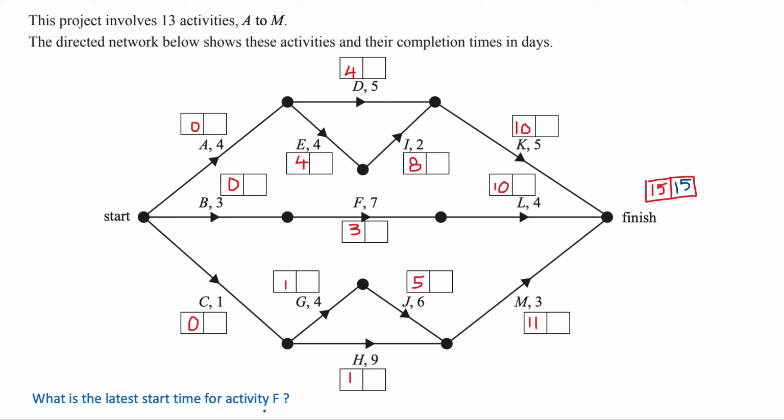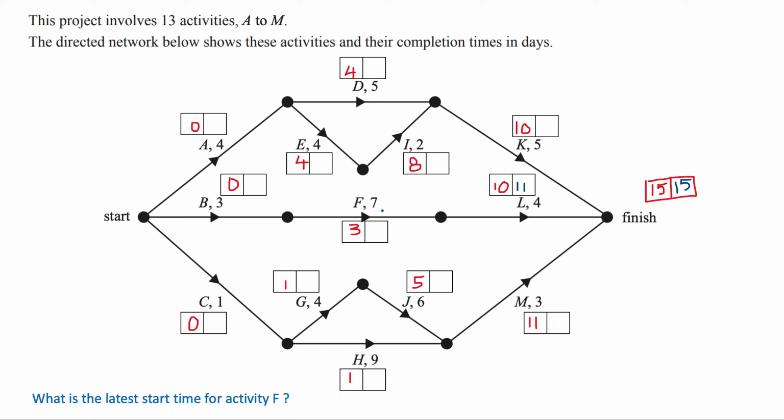Now, if we're focusing on activity F, the path that we want to look at first is the one that involves F on it. So let's go back to L. Now L takes 4 days to do, and it needs to finish at the latest by 15 days. So if we take 15 and subtract 4, we get 11. In other words, L can start after 11 days, takes 4 days to do, and so if it starts at day 11, it will still finish by day 15. So its latest start time is 11 days. L has to start by day 11 at the latest.